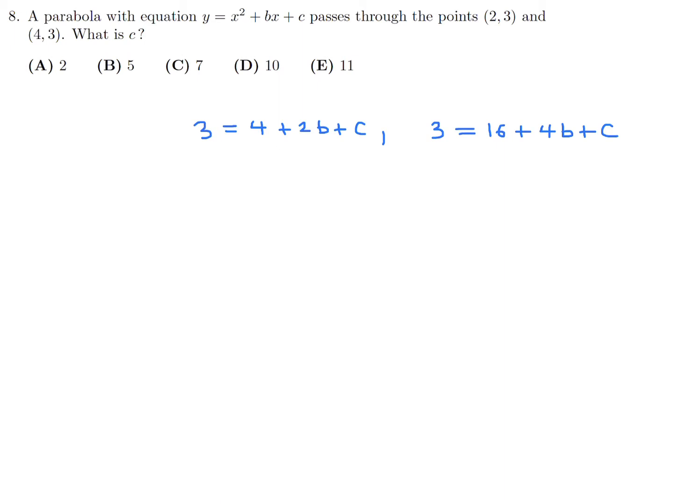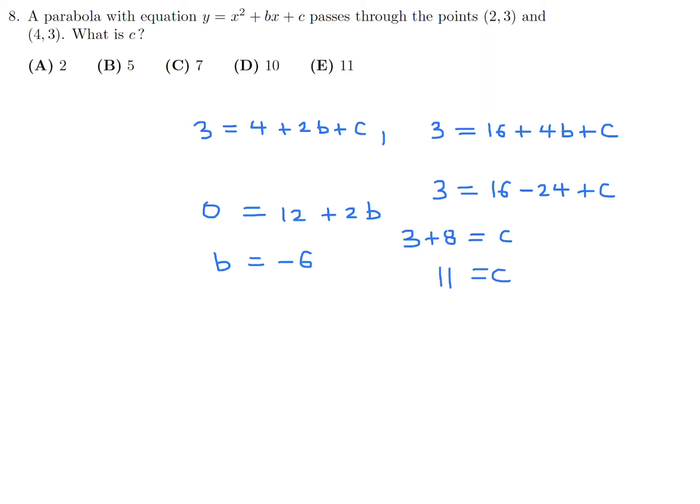Let's see here. If you take these two equations and subtract them from each other, it would give you 0 is equal to 12 plus 2b. The c's cancel. And that basically means that b is equal to minus 6. And then substitute that into either of these, and that helps you solve for c. So for example, it would give you 3 is equal to 16, 4 times minus 6 is minus 24, plus c. So that means we got 3, and then on that side it's minus 8, so you bring it over, it's plus 8, and therefore c is equal to 11. So number 8, the answer is E.